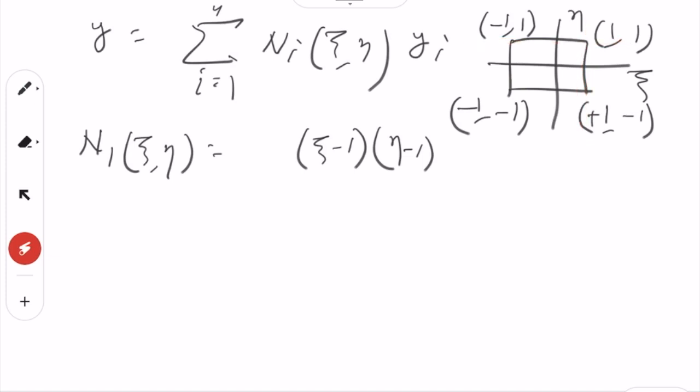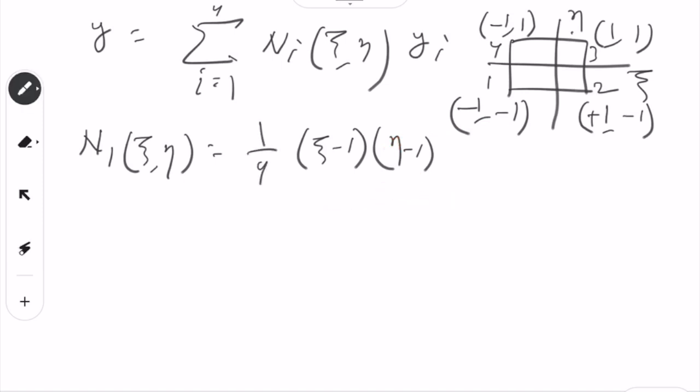Hence we have to figure out the equation of this line. This line is xi equal to 1, so we write xi - 1 here. This is eta equal to 1, so we write eta - 1 here. Then we divide, because N1 has to be equal to 1 at node 1. This is node 1, 2, 3 and 4. If you put -1 here, it becomes -2 multiplied by -2, so 4 in total. So we have to divide by 4.